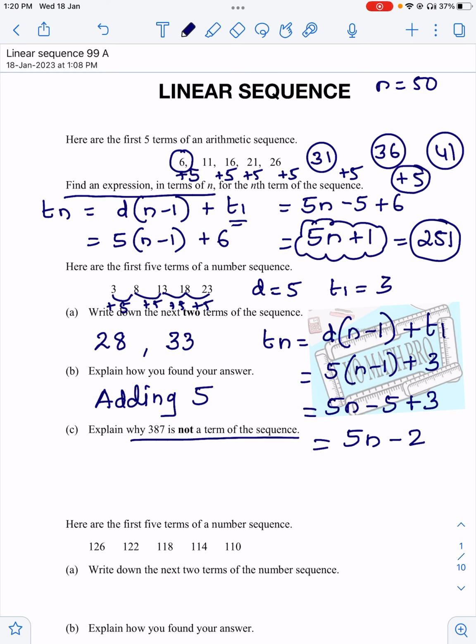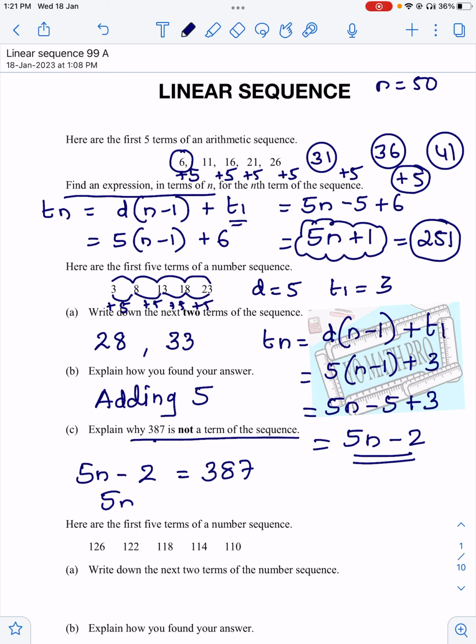So if 387 is a term of the sequence, that means 5n minus 2, which is my nth term formula, should be equal to 387. I should get the value of n as a whole number. If you are not getting a whole number, that means you will get a fraction or a decimal. As you can see, all the numbers are whole numbers here, 3, 8, 13, 18, 23. But if you get a fraction or a decimal, then 387, my dear students, is not a part of this sequence. Let us solve this by linear equation.